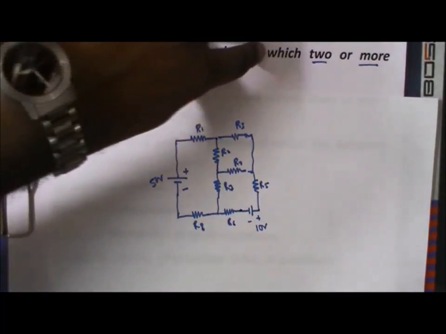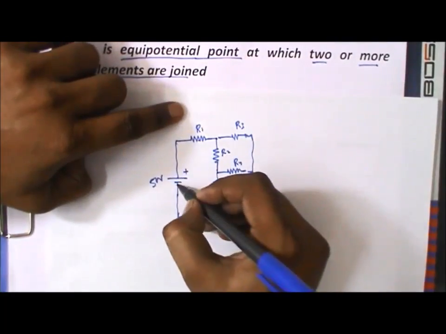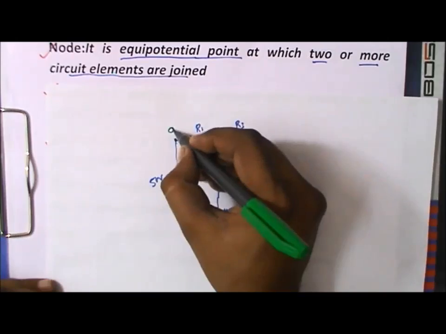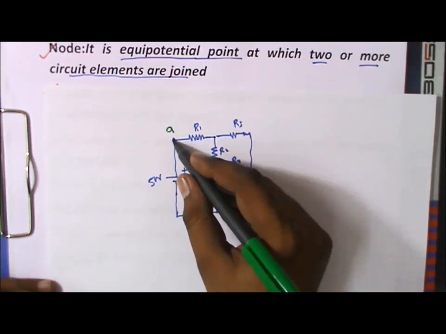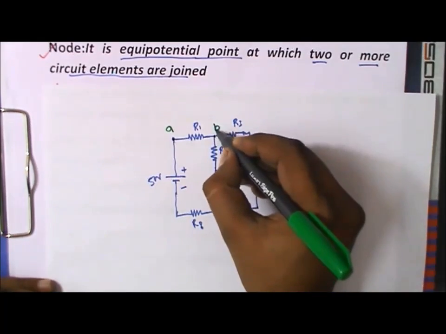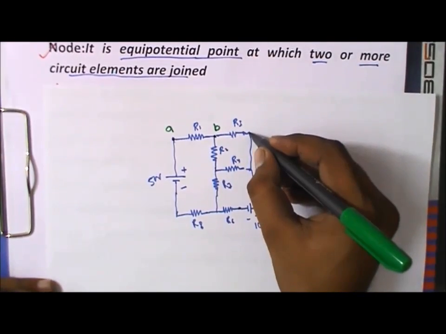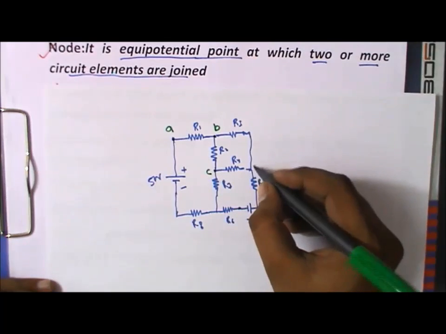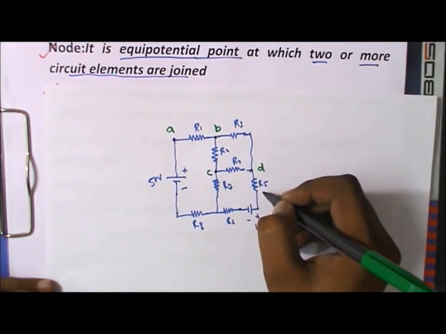So two or more elements are joined. Here this is one element and this is one element, so this should be a node. A is a node because two elements, the resistance and the battery, are joined. Here three elements are joined, so it is a node. This is not a node because no other element is joined by this resistance. This is a node. C is a node. This is also a node. D, because here R3, R4, R5 are joined.